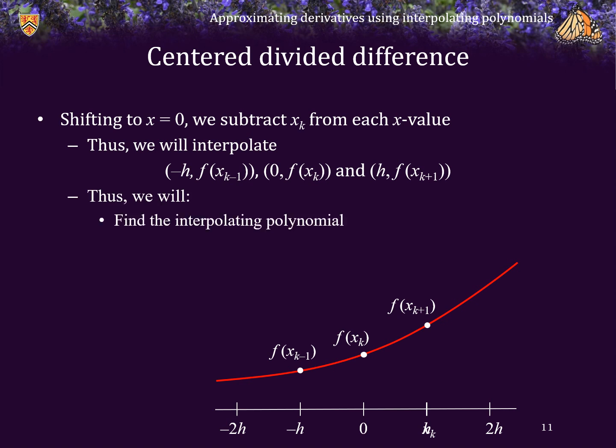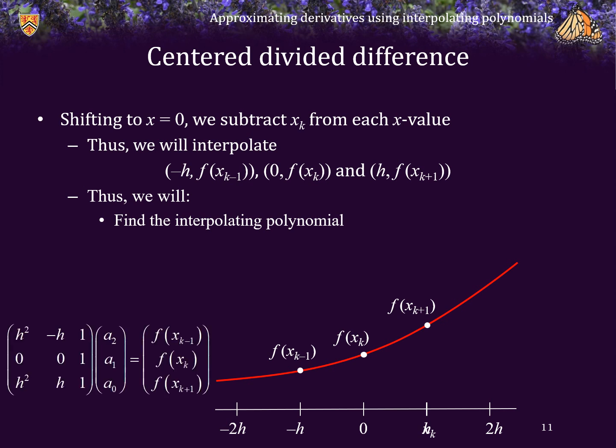So consequently, we will find the interpolating polynomial. And we can do so by solving this very simple system of linear equations. You could even solve this yourself on a piece of paper, and you could easily find the interpolating polynomial. We will then differentiate that interpolating polynomial and then evaluate that derivative at the point x equals 0, which will give us the slope at that central point.